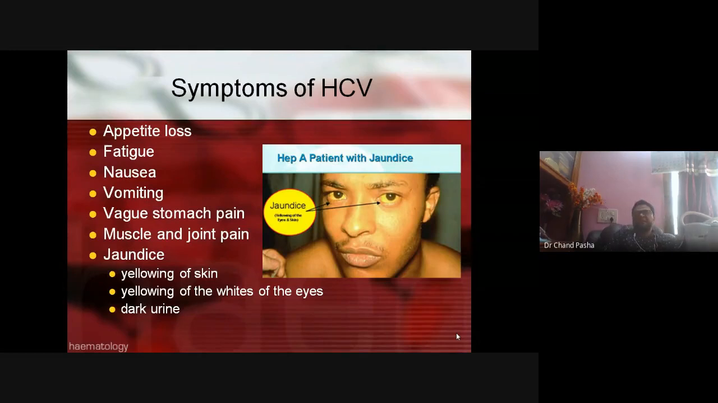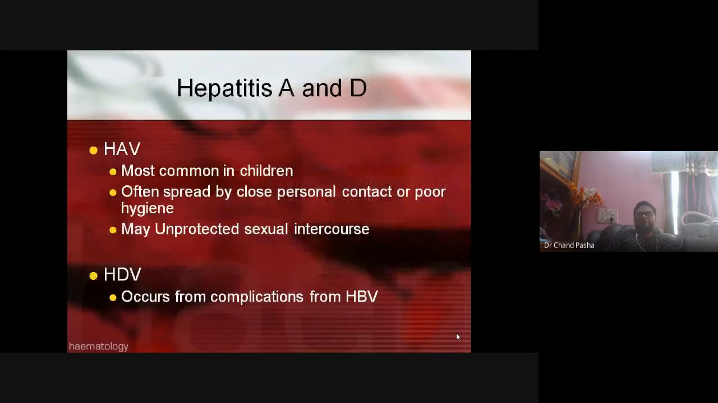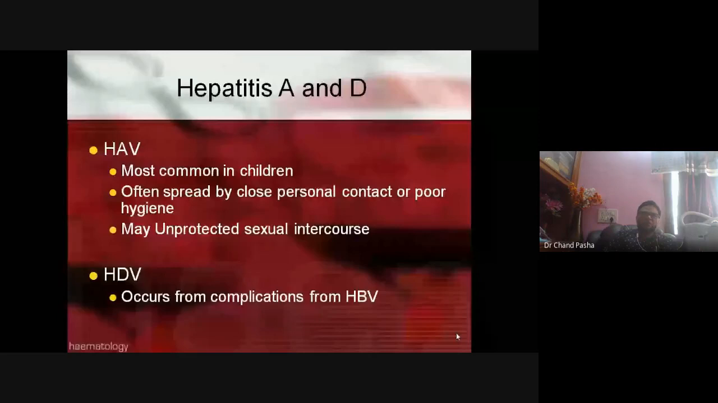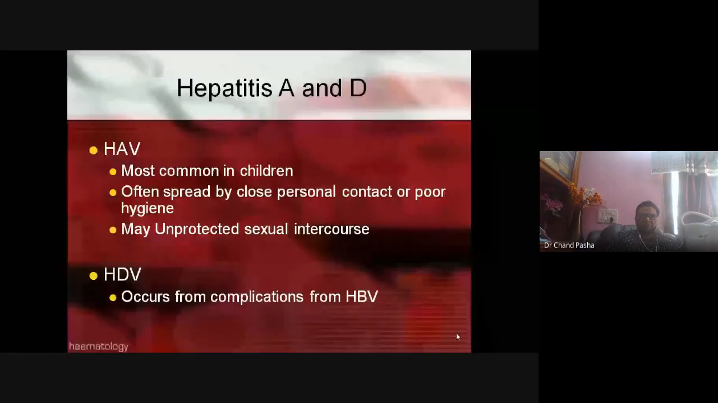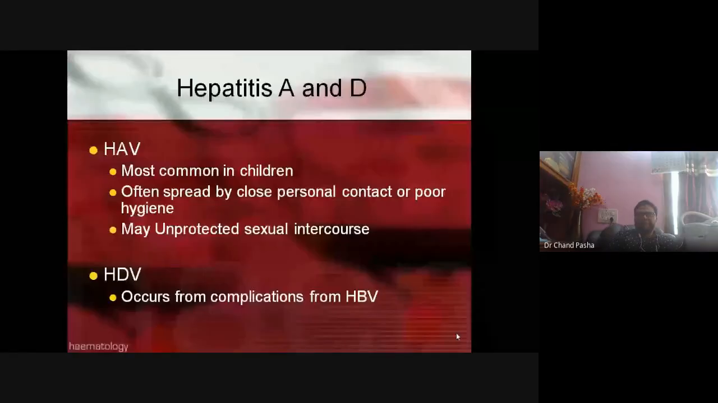And hepatitis A and D. Hepatitis A is very common, especially in India; at some part of our life, we would have been exposed to it. Especially in the villages, and metros also, because of the municipal water we are consuming. It is most common in children, often spread by contaminated food or poor hygiene, maybe sexually. Somebody says that sexual intercourse also spreads this, but for D there is proof, and for A there is no proof.